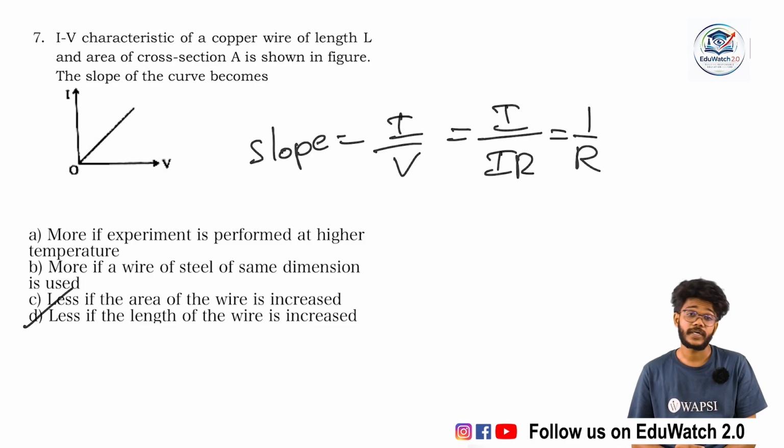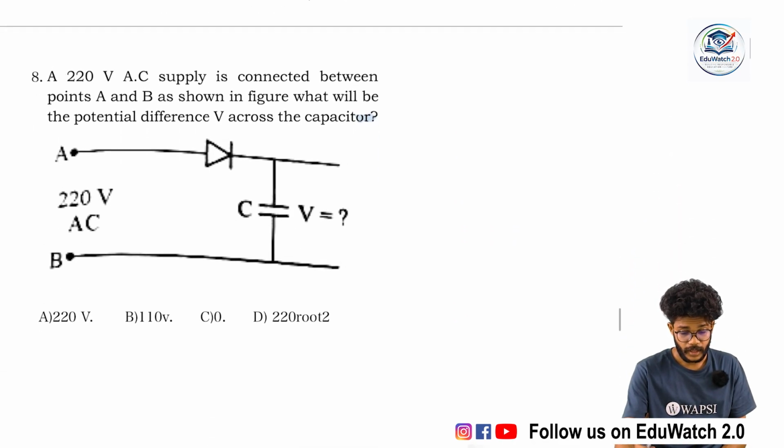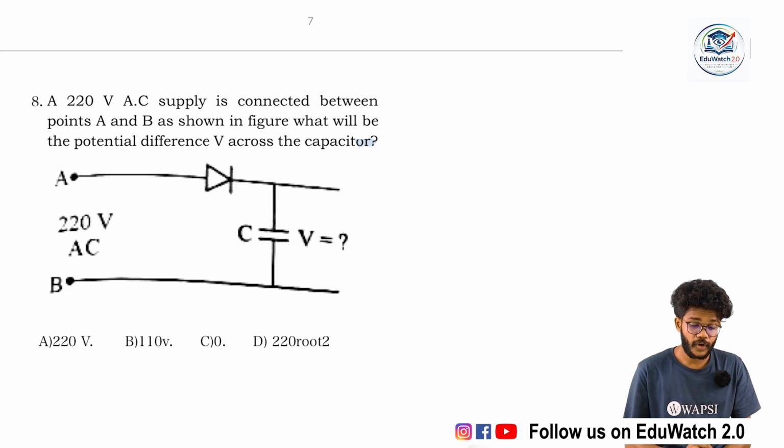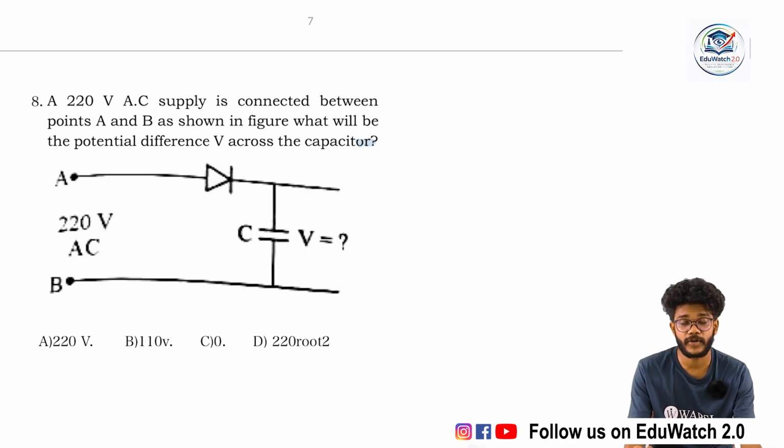So we can move to the 8th question. A 220 volt AC supply is connected between points A and B as shown in the figure. We have to find the potential difference across the capacitor. See, if we remove the capacitor, there is only a diode. The diode will rectify the AC source, but it will not affect the potential.